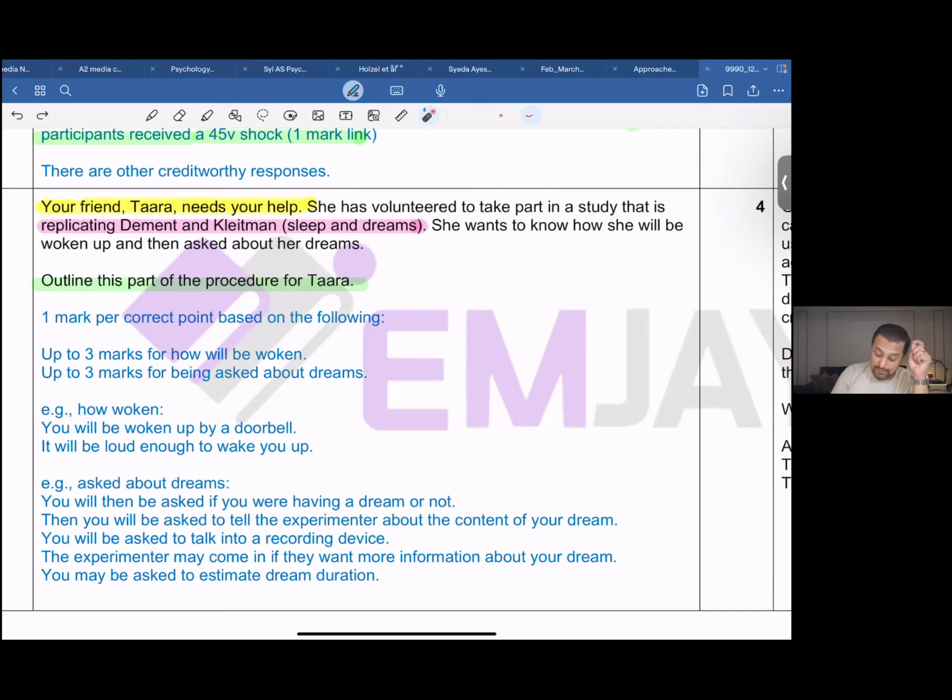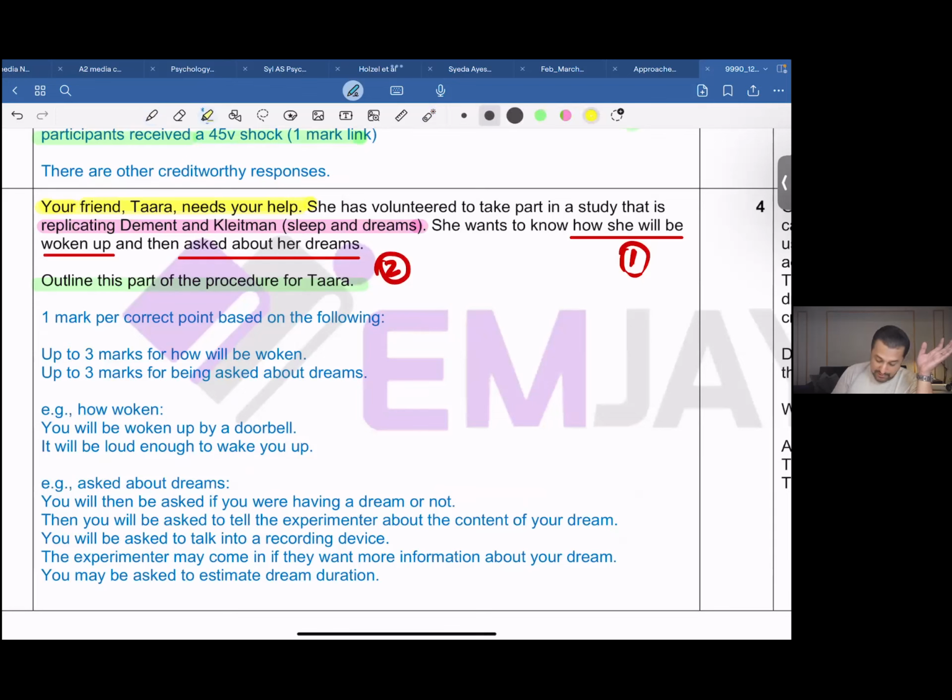So your friend Tara needs your help. She has volunteered to take part in a study that is replicating Dement and Kleitman. She wants to know how she will be woken up, and then asked about the dreams. Do you see there are 2 things being demanded here? Number one, how Tara would be woken up, and number two, how she would be asked about her dreams.